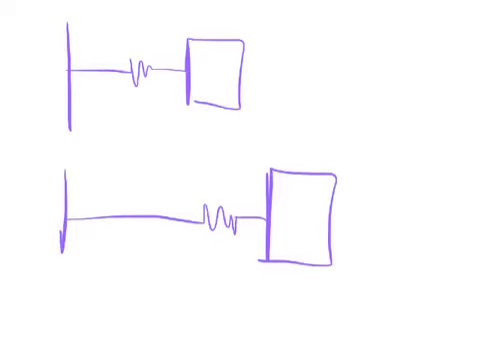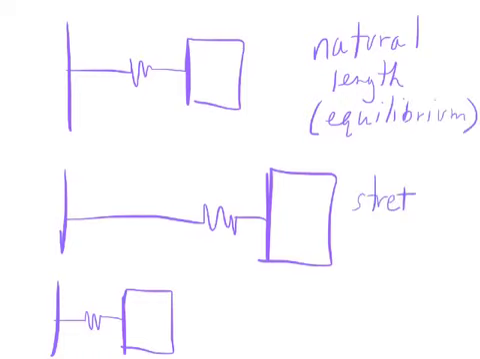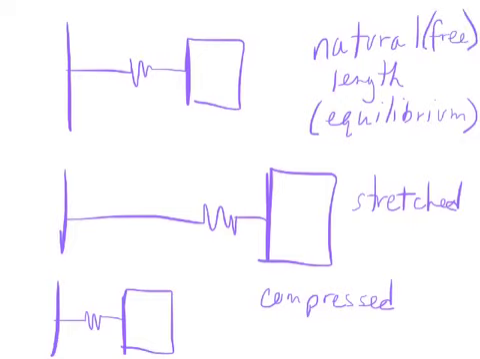First, we made diagrams in class like this. This is the natural length, which we call equilibrium. This is the stretch length, and this is the compressed length. I did it in a different order in class, but it does not matter the order I put them in, so don't let that confuse you. As long as equilibrium is in the middle, this is stretched, and this is compressed. You could call it free length or natural length, either one.